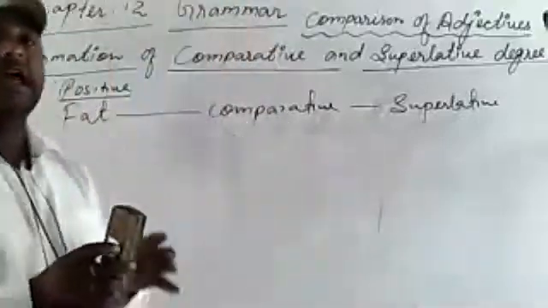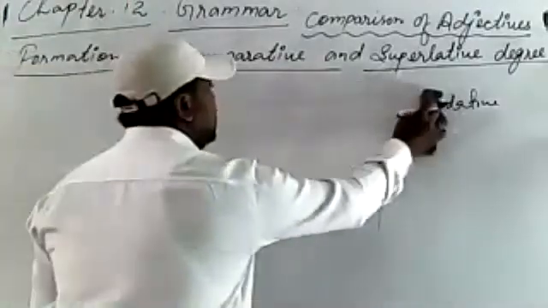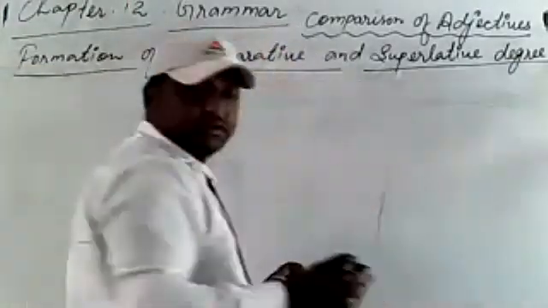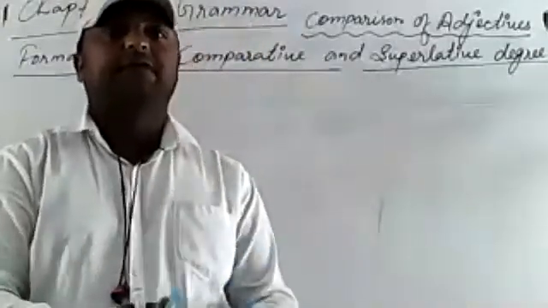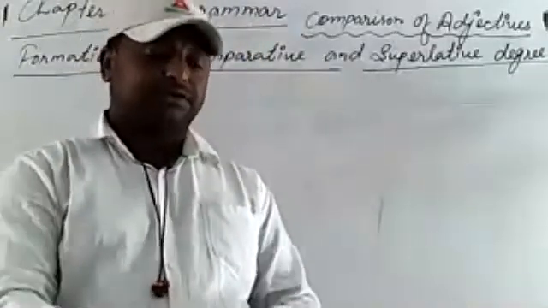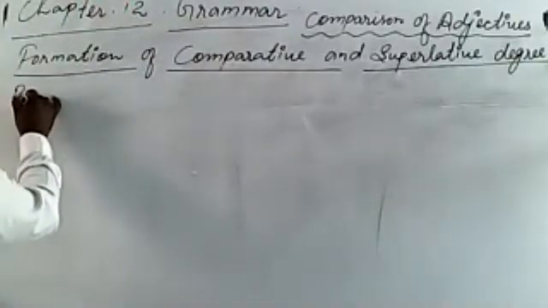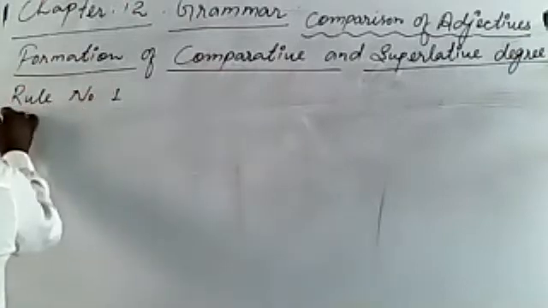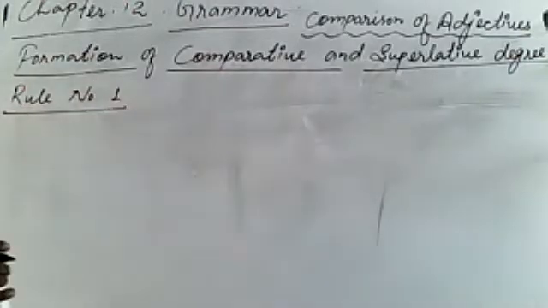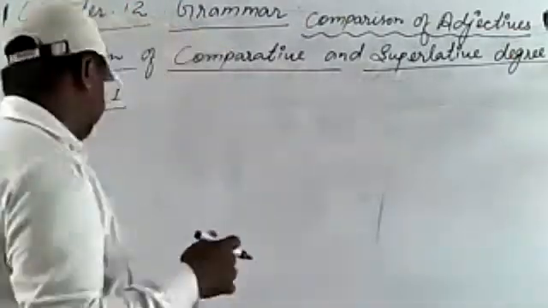So students, let us see and let us focus on the first rule. Let us focus on the first rule, students. So let me write down the first rule: formations of comparative and superlative degree of positive degree. Now students, let us see rule number 1. Everybody look carefully. Rule number 1. What does rule number 1 say? Rule number 1 क्या कहता है? Let us see.